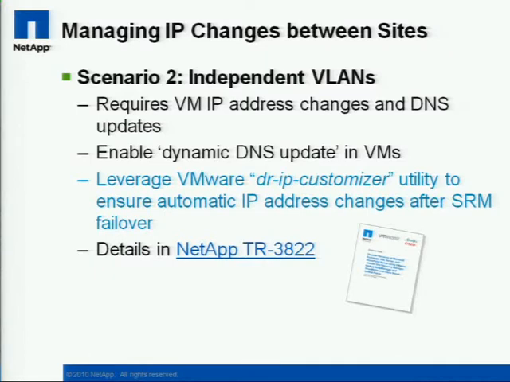A key point to note here is VMware actually provides a utility called the DR IP Customizer. It's a utility that can be integrated into VMware SRM. You create a spreadsheet of your IP addresses on the primary side and the corresponding IP addresses on the DR side, and then you feed that into the tool. After the failover of your application VMs, the DR IP Customizer is going to make sure that all the IP addresses are updated on the VMs on the DR side before the VMs are powered on and can continue to function.